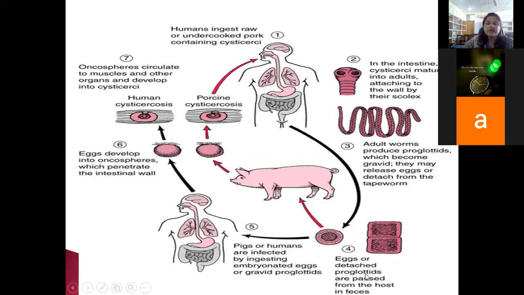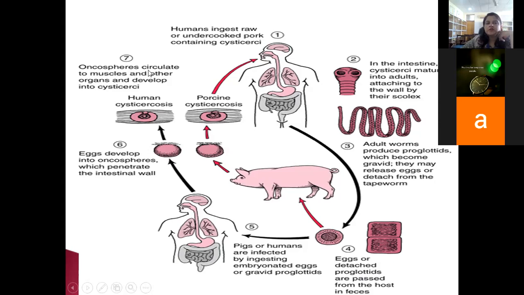After that, these detached proglottids are passed into the host feces, which are taken up by humans or pigs as an autoinfection, and then the eggs develop into the oncosphere, which penetrates the intestinal wall. Now, these can also become human cysticercosis if they get fixed into the human muscle tissue, and porcine cysticercosis if they settle down into the pork or pig muscle tissue.